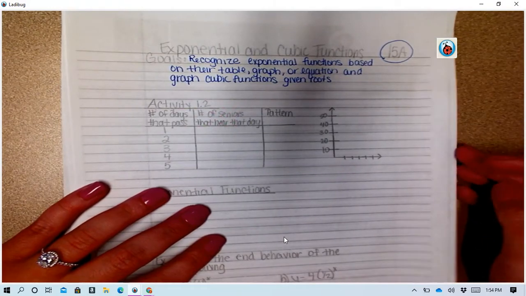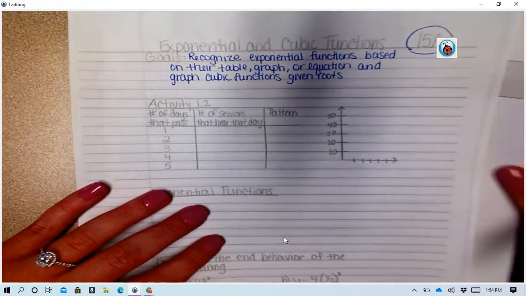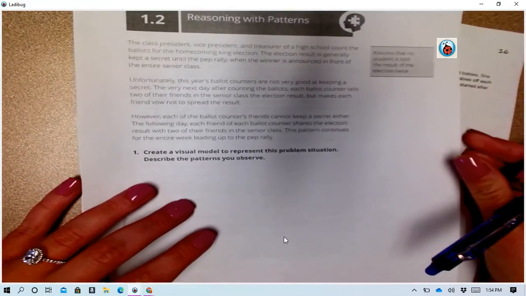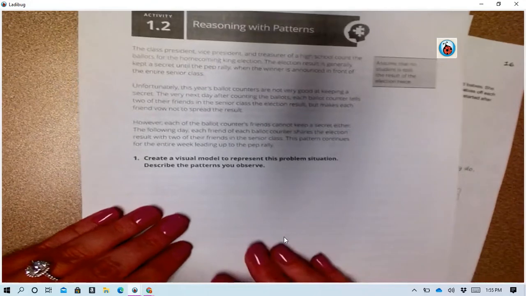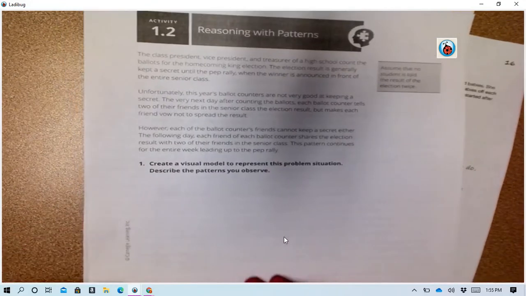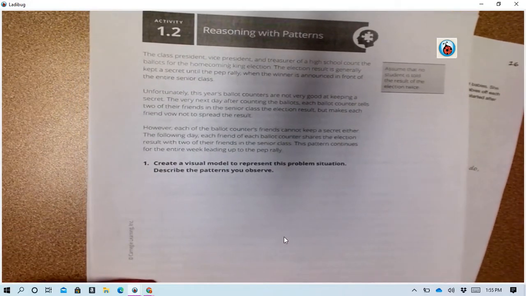So once you have that copy down, we are going to move to page M111 from your textbook. And we're going to take a look at this scenario. The class president, vice president, and treasurer of a high school count the ballots for the homecoming king election. The election result is generally kept a secret until the pep rally, when the winner is announced in front of the entire senior class. Unfortunately, this year's ballot counters are not very good at keeping a secret.